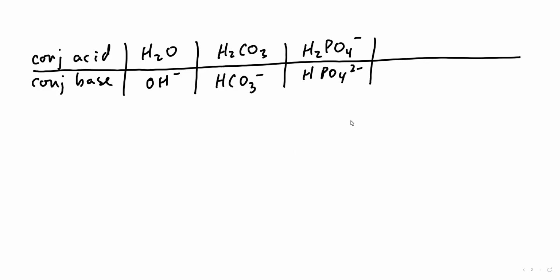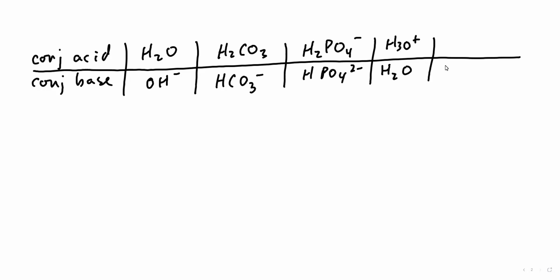We can actually take that very first example, the water example. We can make water the conjugate base and see what would happen if we added H+ to it, and we end up with H3O+, right? We can think about maybe something like that H2PO4- that we saw before.